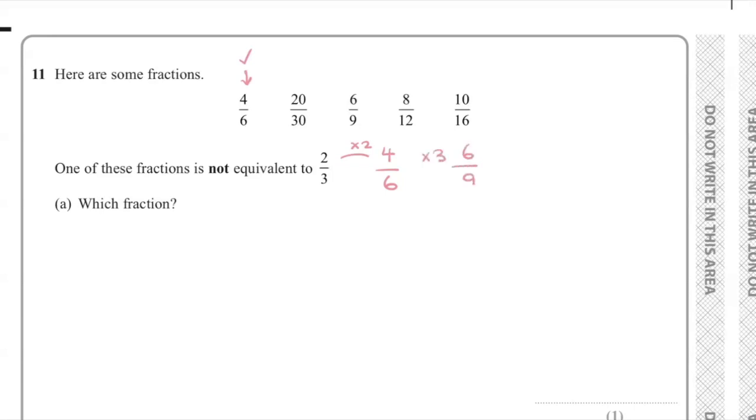And 3 3s are 9. That's equivalent. I've got an 8, so timesing by 4 is my 8. And 3 4s are 12. So that is equivalent. The next one is 10. So I'm going to times by 5 to get my 10. And 3 5s are 15. They don't match. That's the one we want to choose.